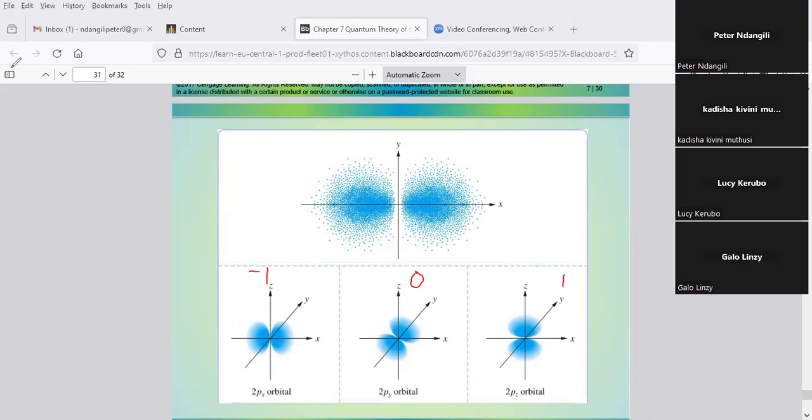This information is very important because much later you'll be talking about the theories that are used in the formation of bonds, a single bond, a double bond, a sigma bond, a pi bond. This information will be very important in that.